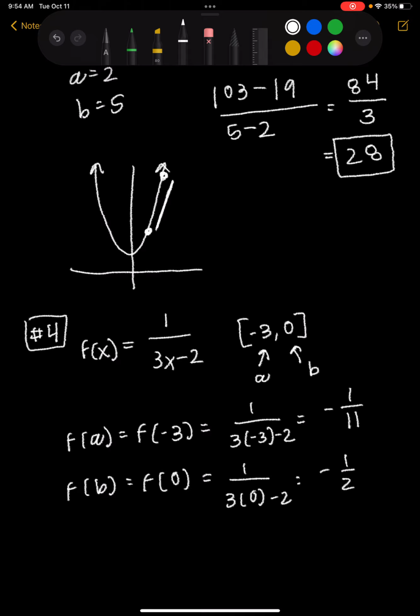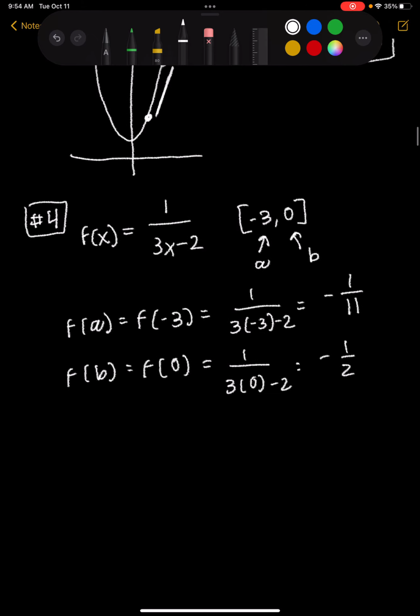So when we plug in our values, we're going to have -1/2 minus -1 over 11, all over b minus a, so 0 minus -3. You want to make sure that you put them in parentheses, especially if your answers are negative, because we don't want to confuse the negative sign in the equation with the negative sign in your f of b or f of a.